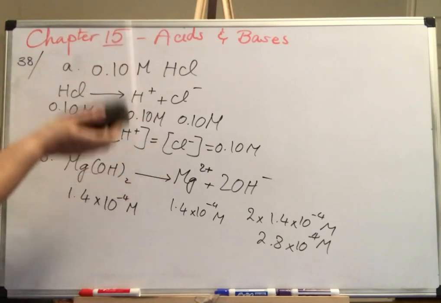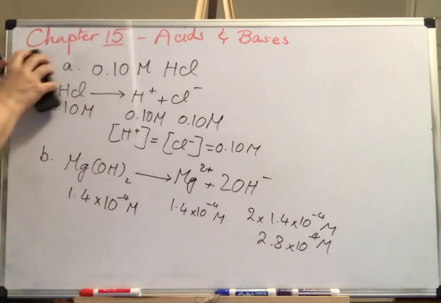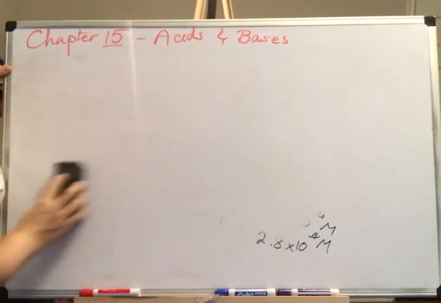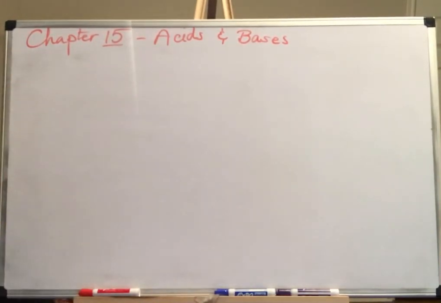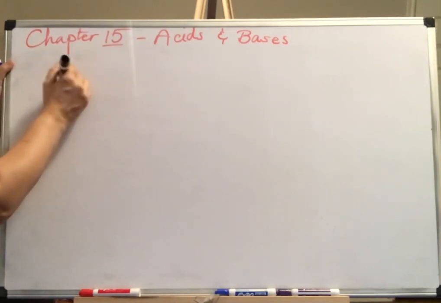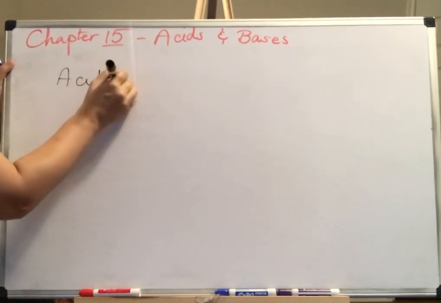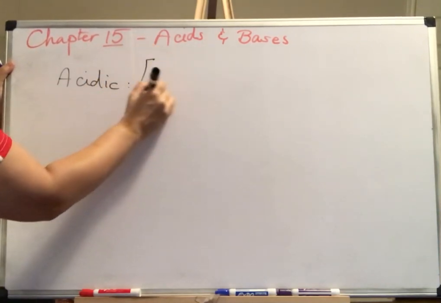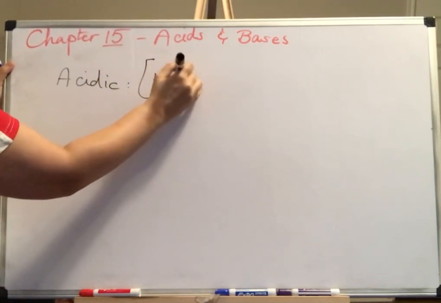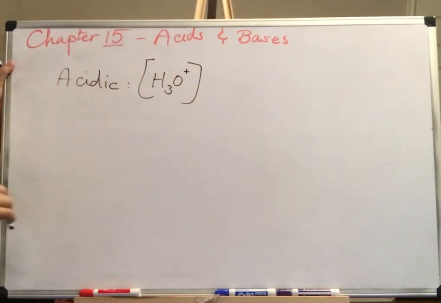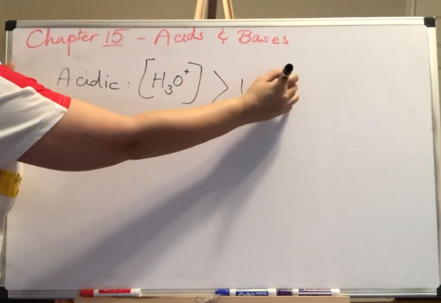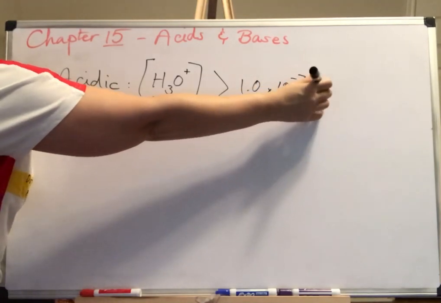After knowing how to deal with these strong acids and bases and how to determine the concentration of their hydrogen and hydroxide ions, let's work on the acidic scale. When we have an acidic solution, it means the concentration of hydronium ion is higher than 1 times 10 to negative 7 molar.